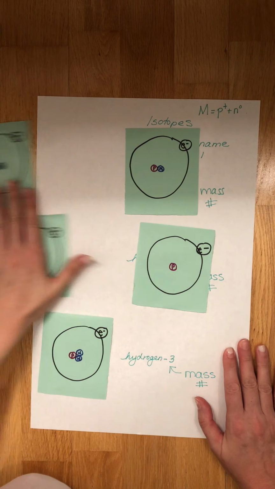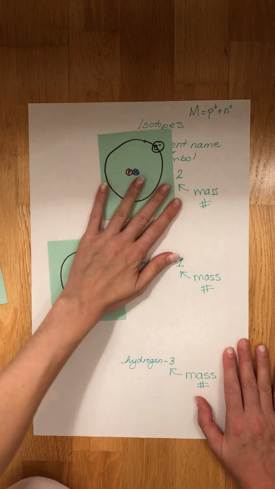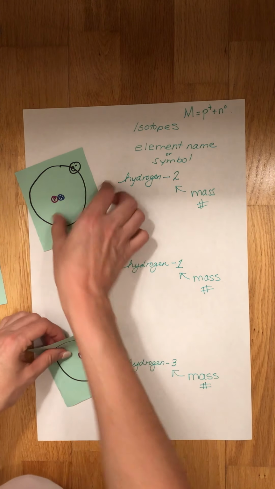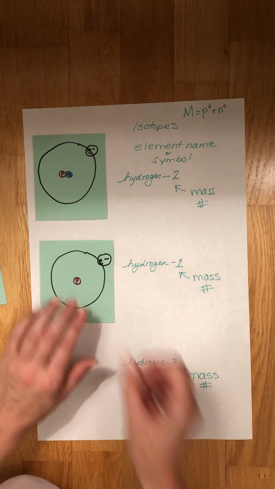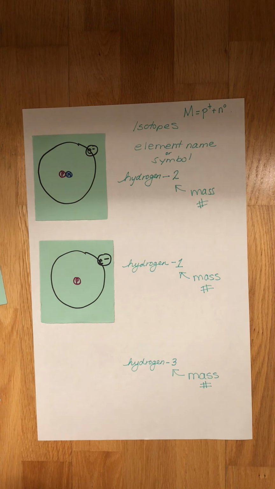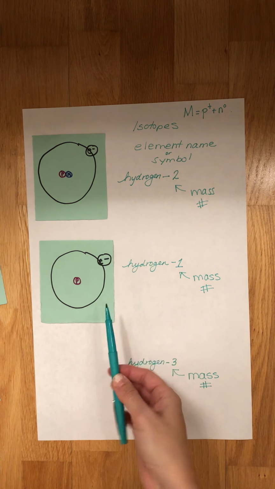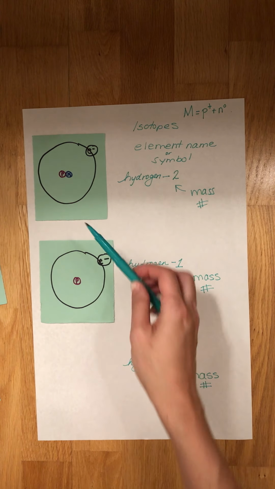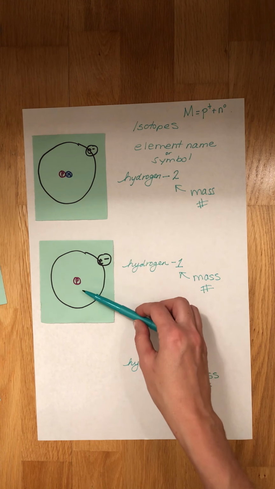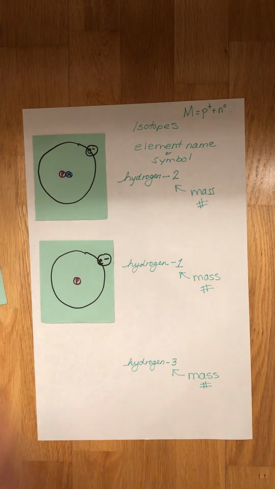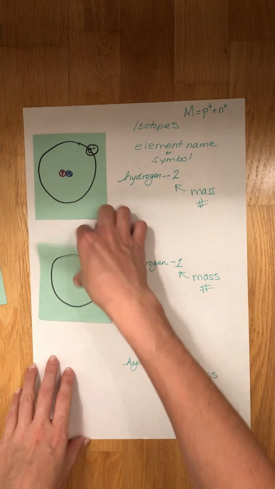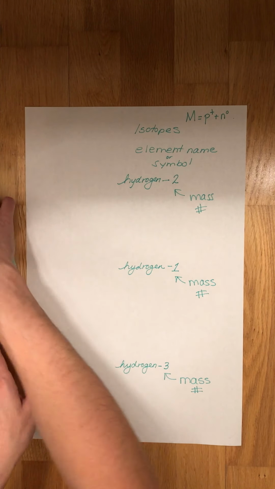So if I want to wipe these out and now ask you questions about these, are these isotopes of each other? And the answer is yes. Atoms of the same element, hydrogen, they have different numbers of neutrons. 1 neutron, no neutrons. So these are isotopes of each other. Okay, moving on.